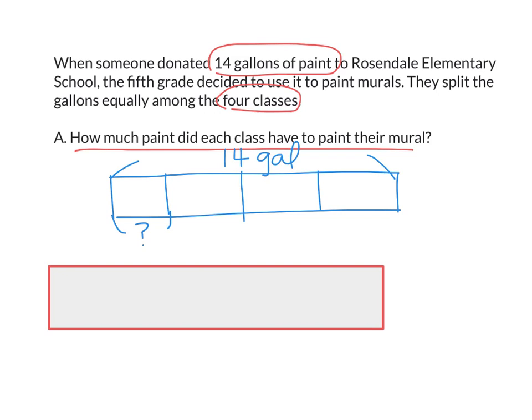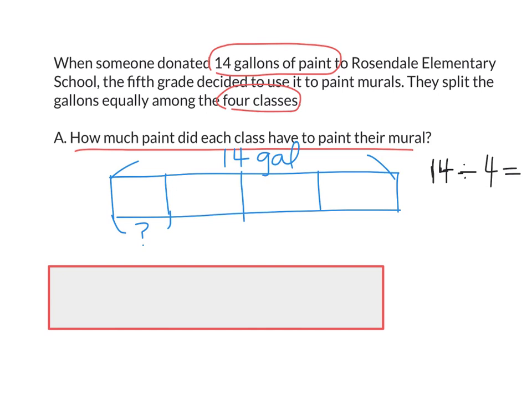Let's write an equation. What are we doing here? Are we adding, subtracting, multiplying, or dividing? Dividing. What is our whole? What are we starting with? Luke? 14 gallons of paint. Good. And we're dividing it equally by how many classes, Luke? What's our divisor? 4. Okay, good. So my equation is 14 divided by 4.